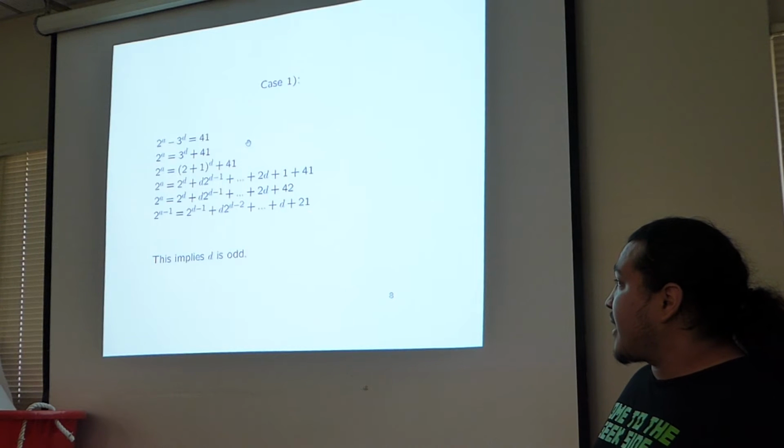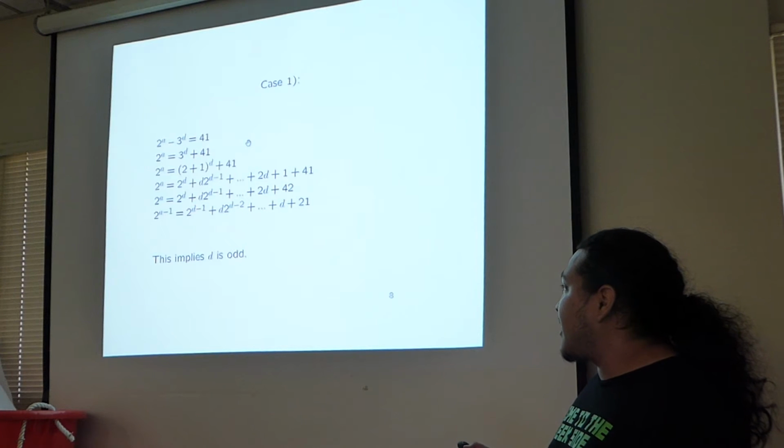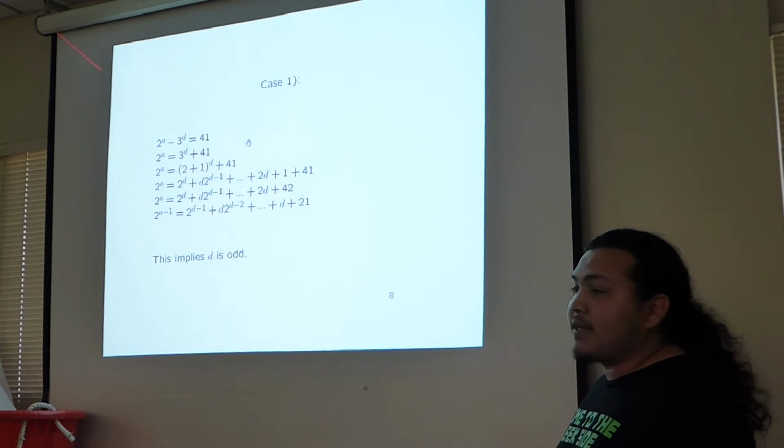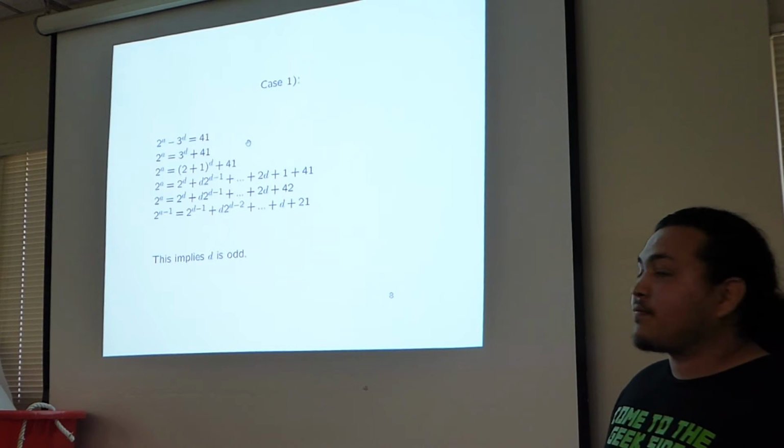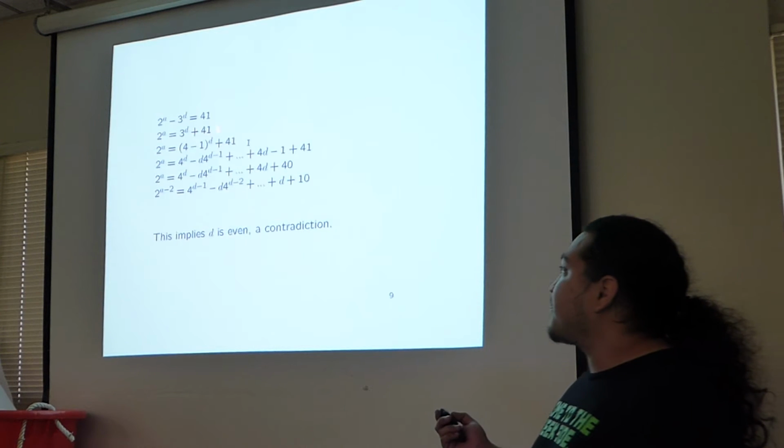Once we get here, we have this side is even, so we need this whole side to be even, and everything back here all has a factor of 2. So we need this to come out to an even, so d must be odd. And so we work with d being odd.